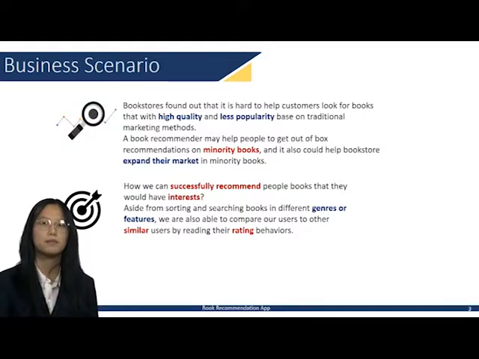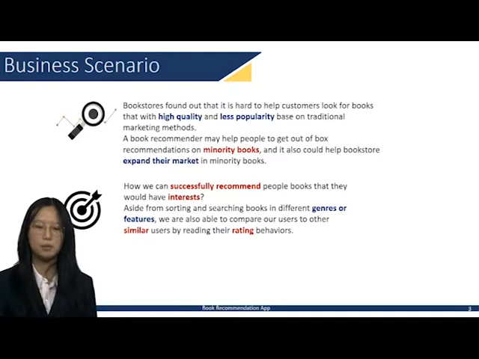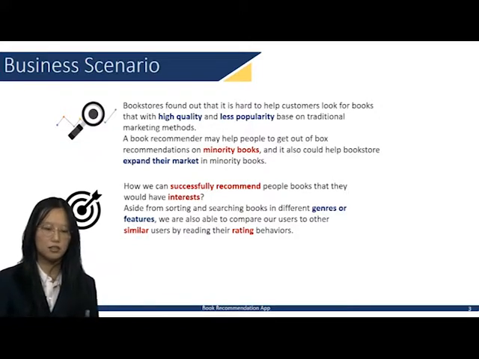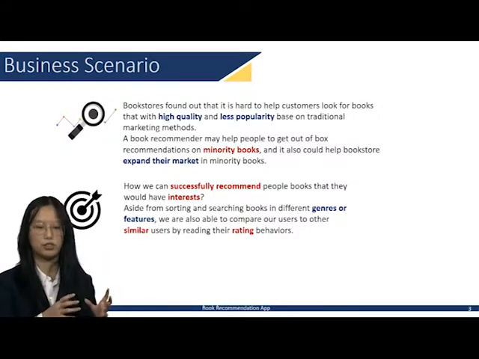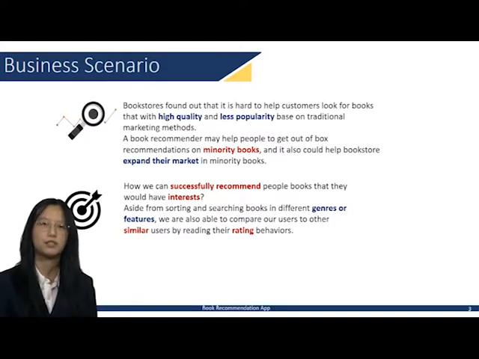So how can we successfully recommend that people read books they may be interested in but have never seen or heard about? Aside from sorting and searching books by genres and features, we are also able to compare our current users to other similar users by their reading behaviors.